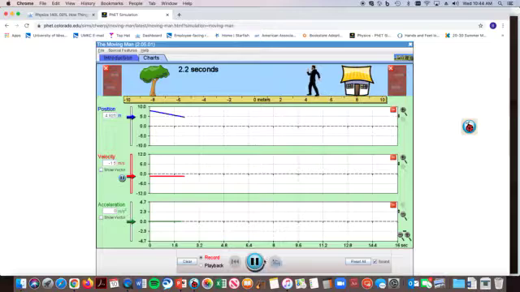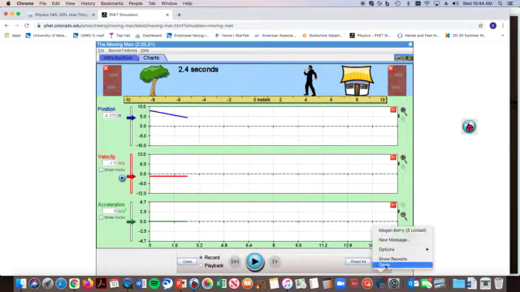Now, don't be confused by the graph here, because see, the graph is going to the right and he's going to the left. But look what's happening. So here we go.